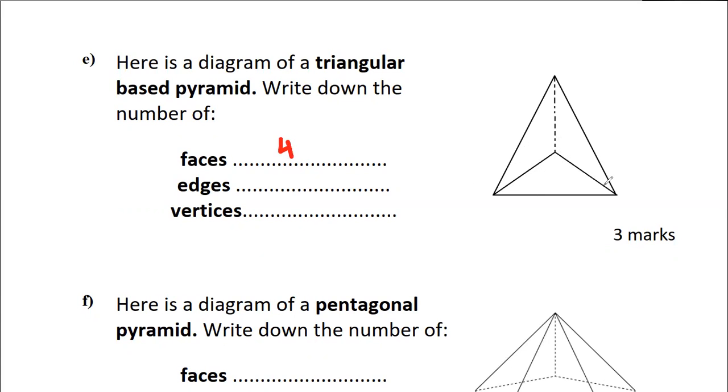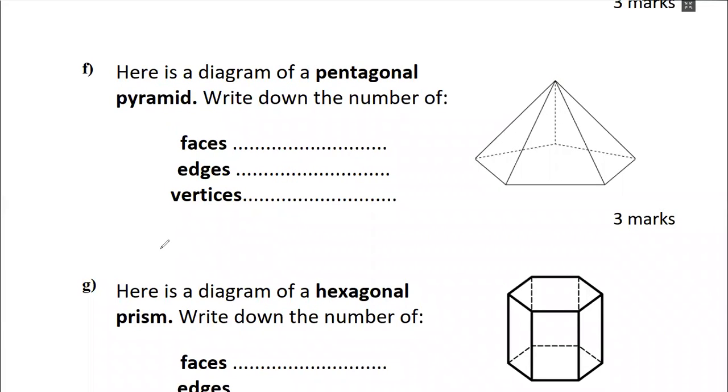How many lines can I see in this, which are connecting vertices? 1, 2, 3, 4, 5, 6. So that's why it has 6 edges. And how many vertices does it have? 1, 2, 3, 4. So altogether 4. So altogether it has 4 faces, 6 edges, and 4 vertices.